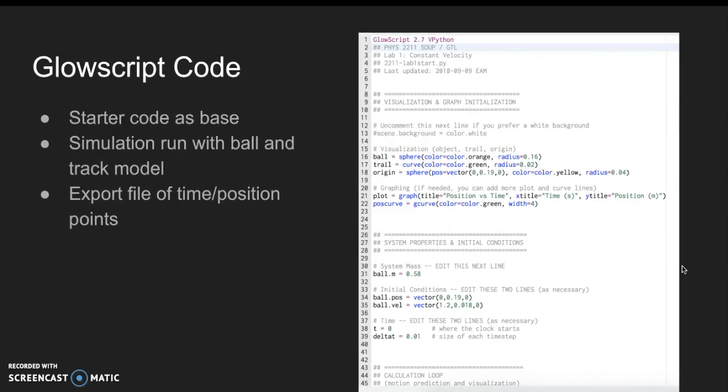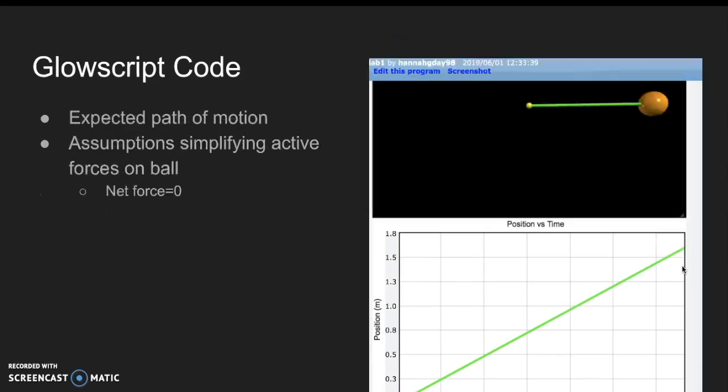I did use the starter code as a base, seeing as how I have no prior Python experience. The lab ran a simulation with a ball and a track model, and it gave a file of time and position points to use in the analysis.